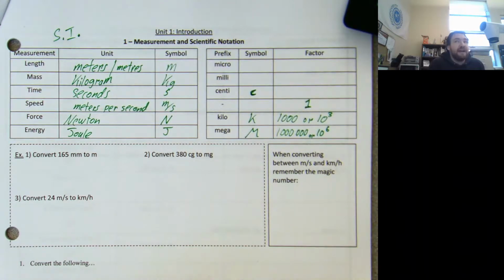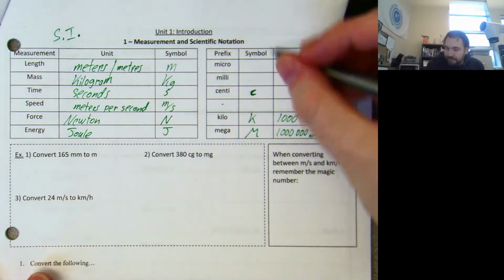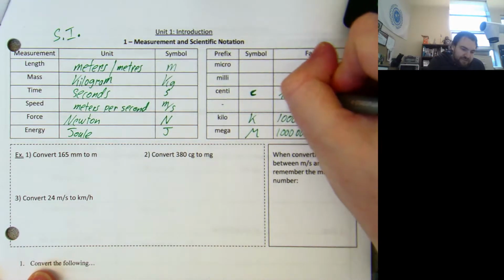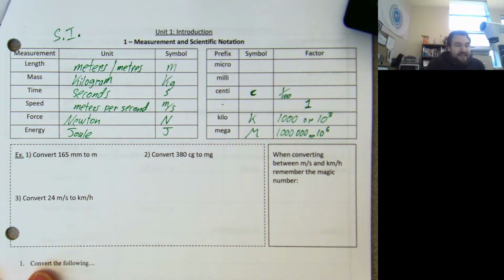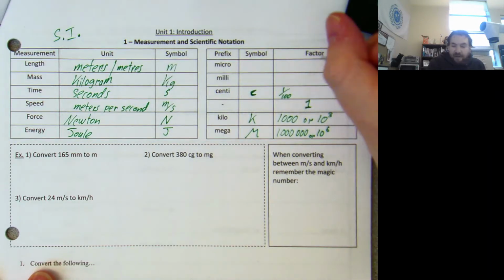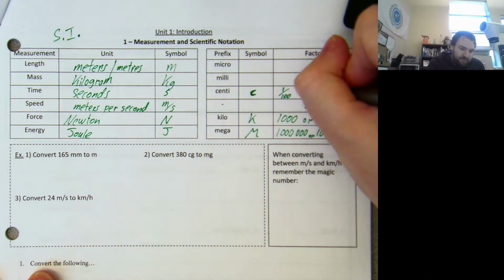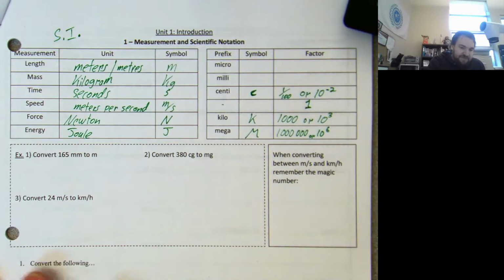And this is a factor of what? How are centimeters and meters related? 100, or 1/100th. Yeah. Because there's 100 centimeters in a meter. A centimeter is 1/100th of a meter, or 10 to the negative 2 of something.